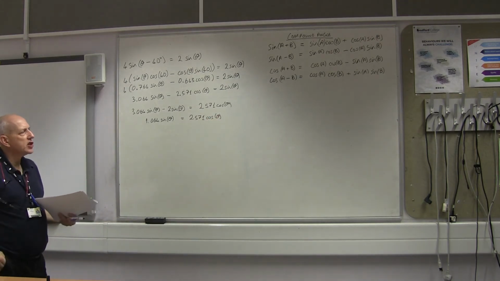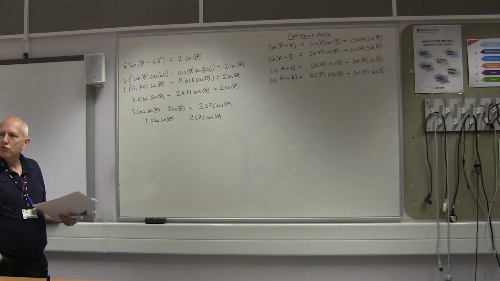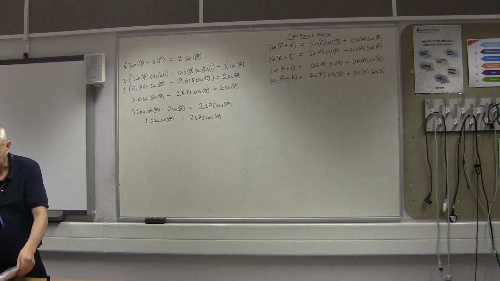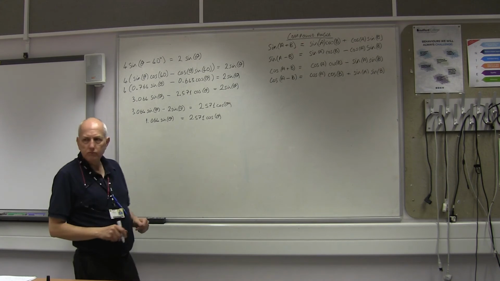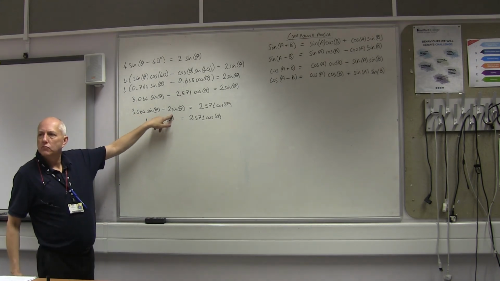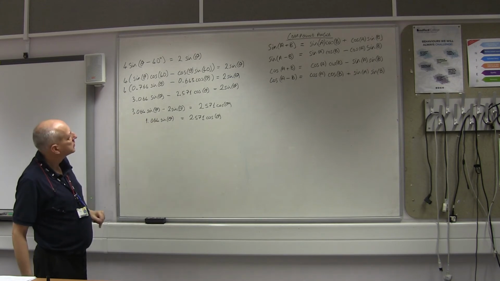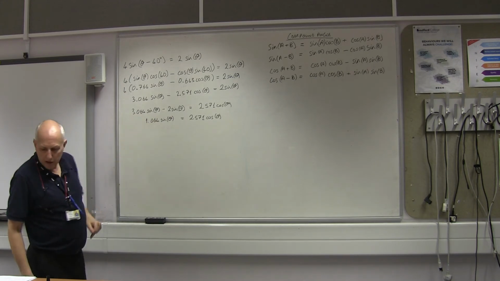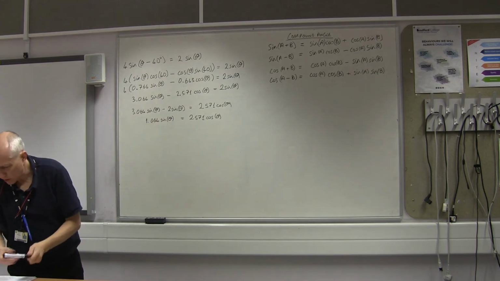So at this stage it's probably a good idea to introduce another trig identity, the secret weapon that I didn't mention. Where did you get your 1.064? Oh, I've got 3.06 take 2 away. So I've added the like terms. Right, the secret weapon, and I'll do it in blue.